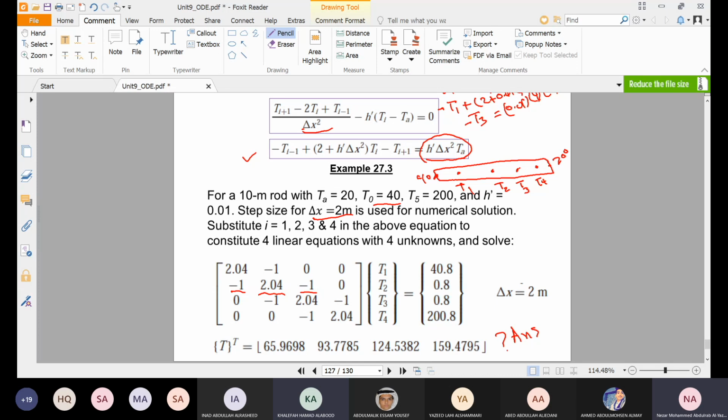Yeah, the constant, what you have inside this is the matrix, yeah. This is the equation. This is the unknown. The unknown you put it here, while the constant you put it on the right side.